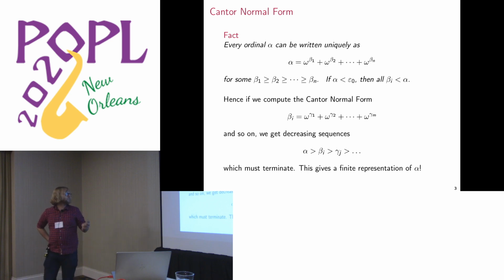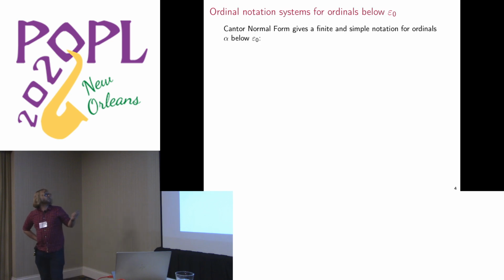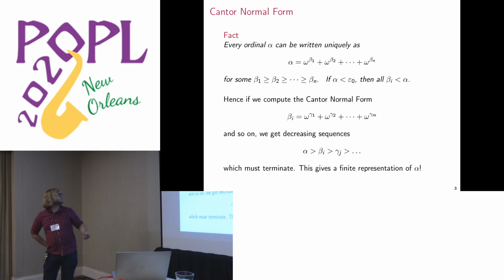So I want to use this idea to give a simple notation for ordinals. And of course, this only works for ordinals below epsilon 0, because otherwise this might not terminate. Right? So when you want to go beyond epsilon 0, you have to do something more clever. But for now, I'm happy to not be clever and just stay down in the low reaches of the ordinals. So how do you do it? Well, you say that it's either 0, which corresponds to the empty sum, right?